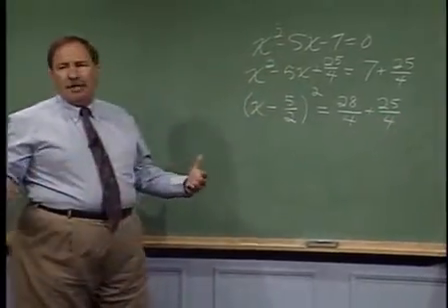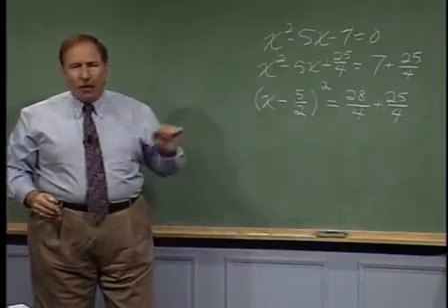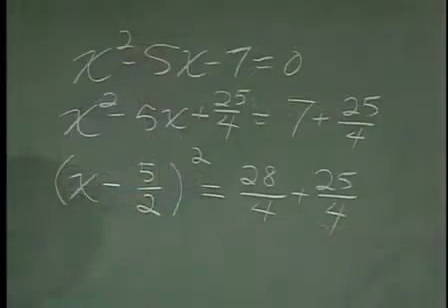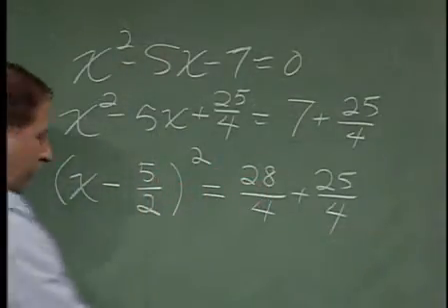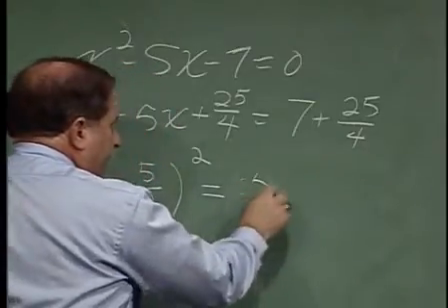And again, these problems get pretty messy, but when we get to that quadratic formula, the same messy problems will seem almost simple, and they will be simple. And now I add 28 fourths and 25 fourths, and I get 53 fourths. Let me erase this and put in 53 fourths.